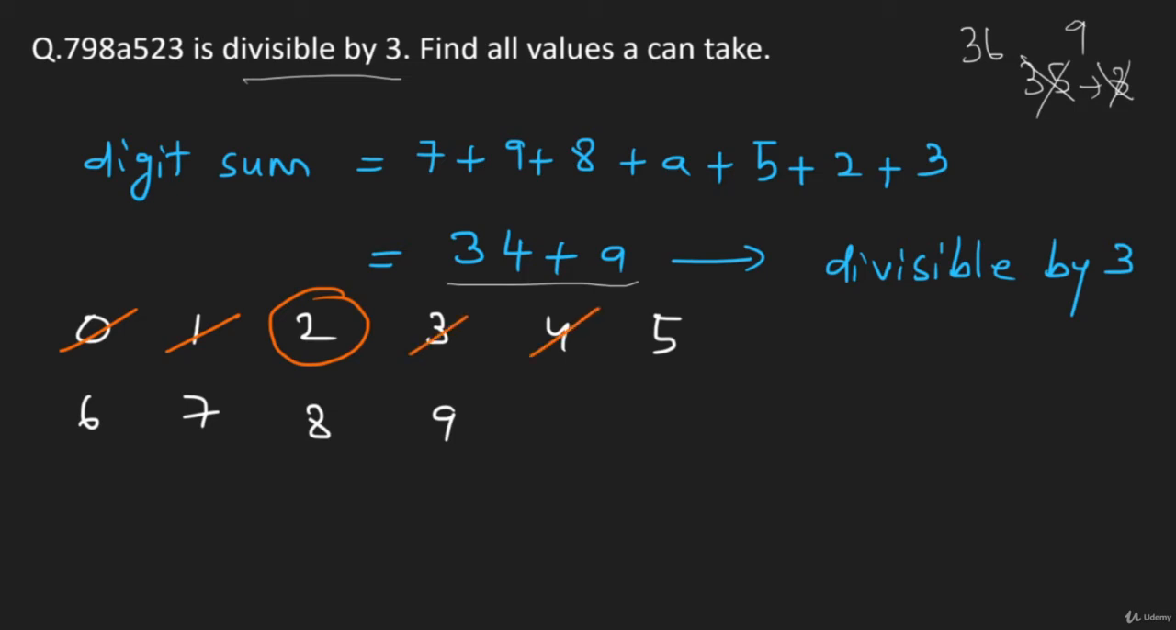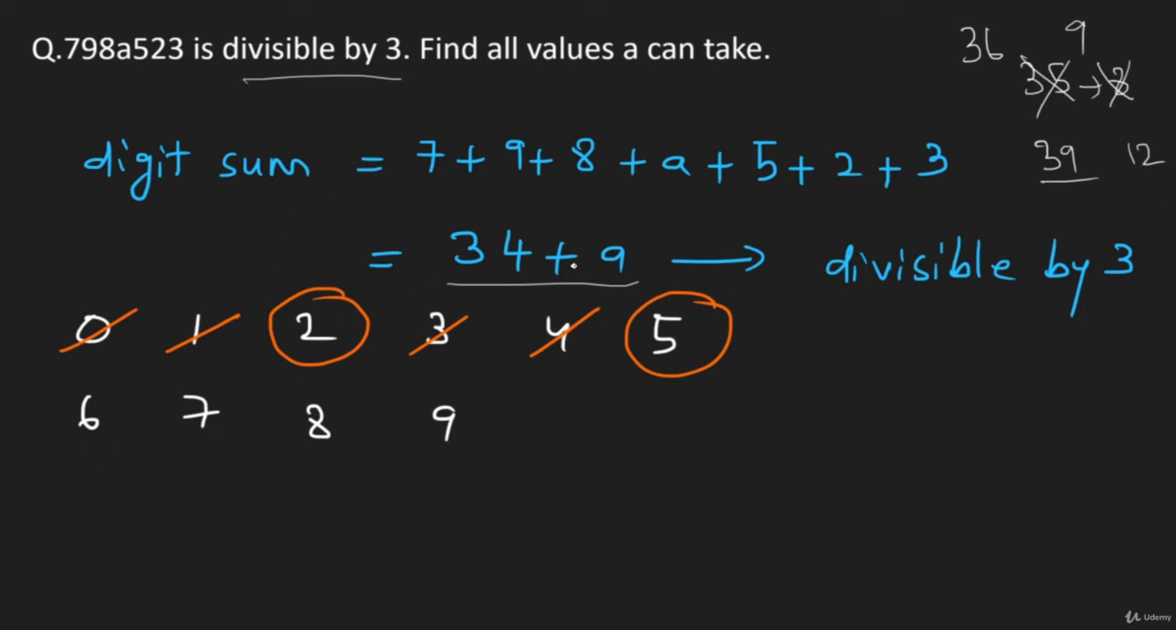If you take 5, 34 plus 5 is 39. 39 is divisible by 3. You can also think of it like 3 plus 9 is 12. 12 is divisible by 3. Therefore, 39 is divisible by 3. And hence 5 is one of the possible answers. Let's move on. If you try 6, 34 plus 6 is 40.